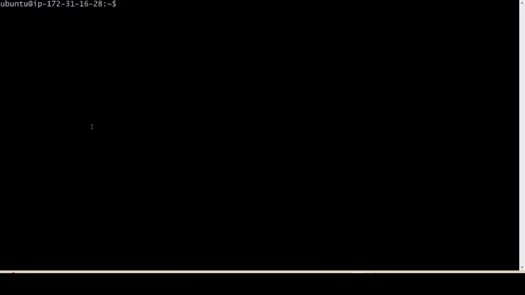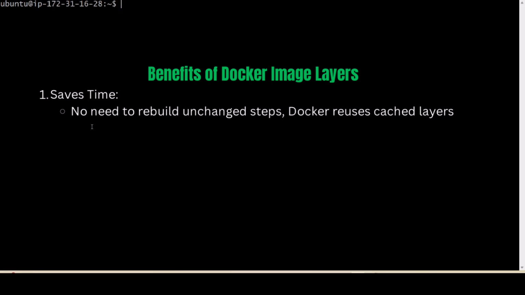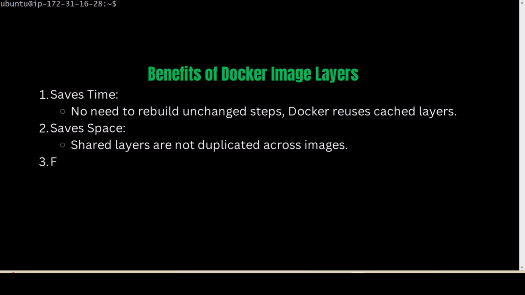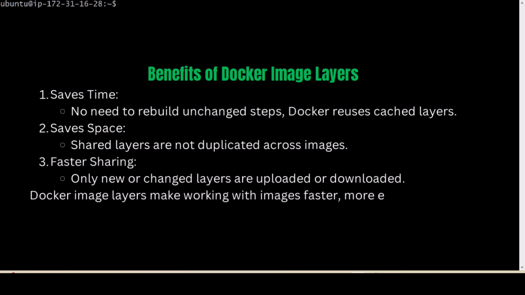Now we are going to discuss the benefits of Docker image layers. It will save time. It means no need to rebuild unchanged steps, as Docker reuses cached layers. It will save space. Shared layers are not duplicated across images. Faster sharing: only new or changed layers are uploaded or downloaded. Finally, Docker image layers make working with images faster, more efficient, and reusable.